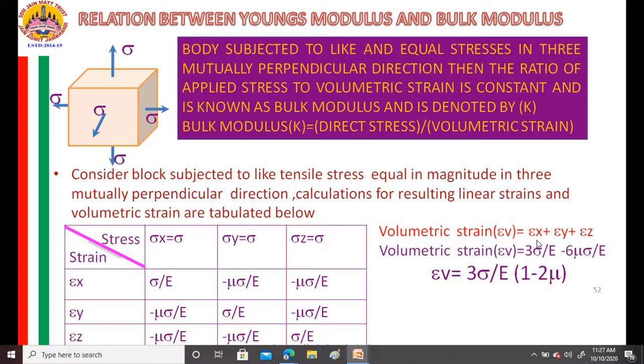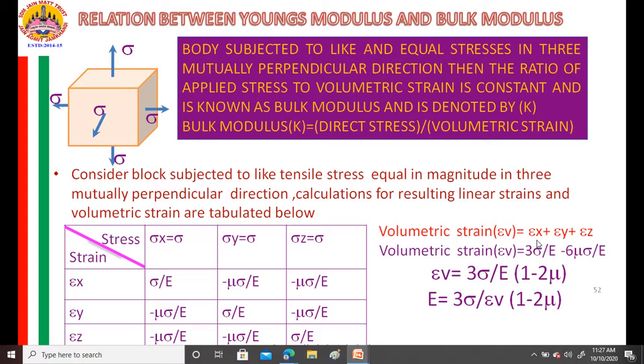Now rearrange the terms. Sigma is equal to 3 sigma by epsilon of E, 1 minus 2 mu. But sigma by epsilon is nothing but, by definition, the bulk modulus, which is denoted by K. Therefore, replace it with K. You will get the required relation: E is equal to 3K into 1 minus 2 mu.